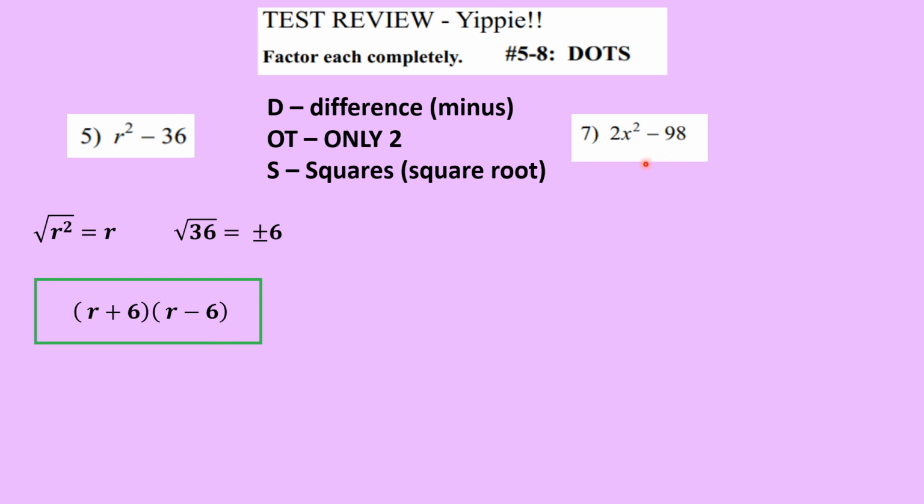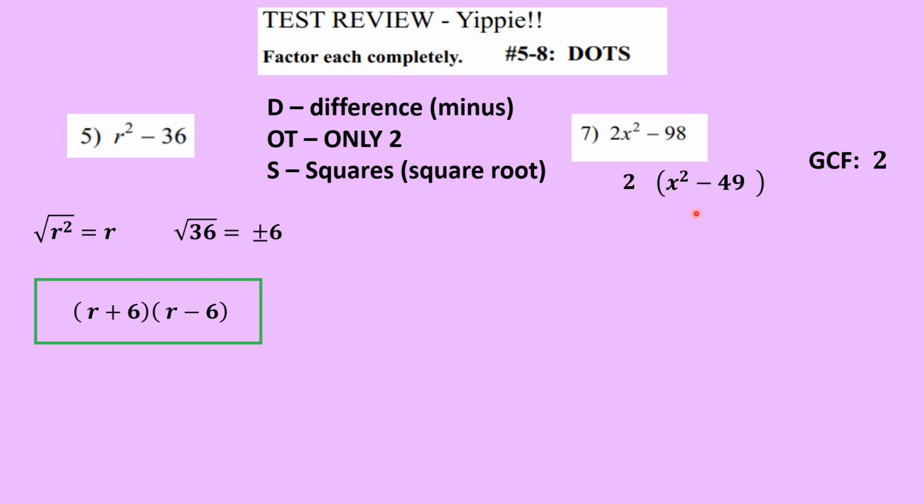All right, number 7, this one's a teeny bit different. It is a difference, only two terms, but there's not perfect squares. So we have to go back to what we always do first. That's right, a GCF. Each of those terms are even. Start with 2. Look to see if that's the biggest that you can divide through. So 2x squared divided by 2 and 98 divided by 2 will give us 2 for GCF, and then x squared minus 49 in parentheses.